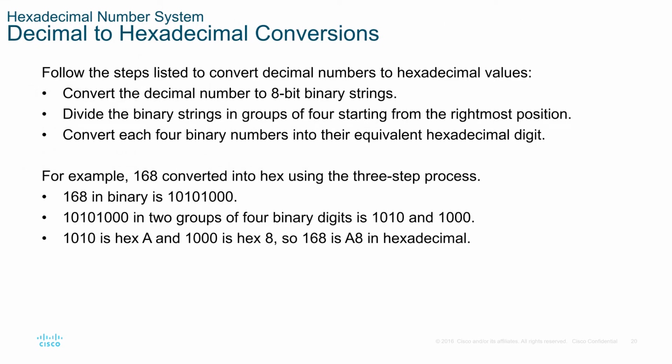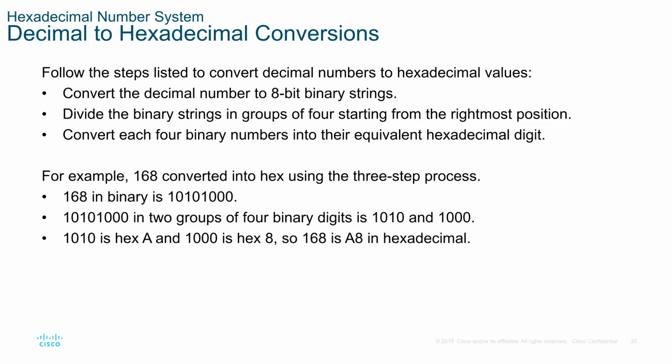We have to be able to convert from decimal to binary to hex. First, we divide the binary string into groups of 4, starting from the rightmost position. This is normally referred to as chunking, in that just like eating a large steak, you cut it into smaller chunks for easier management and consumption. We convert each of the 4 binary numbers into their equivalent hexadecimal digits.